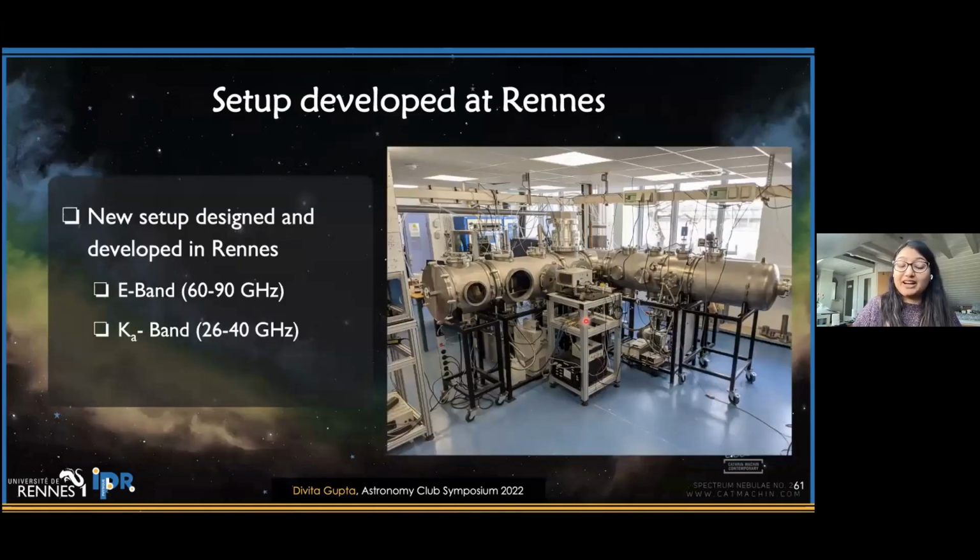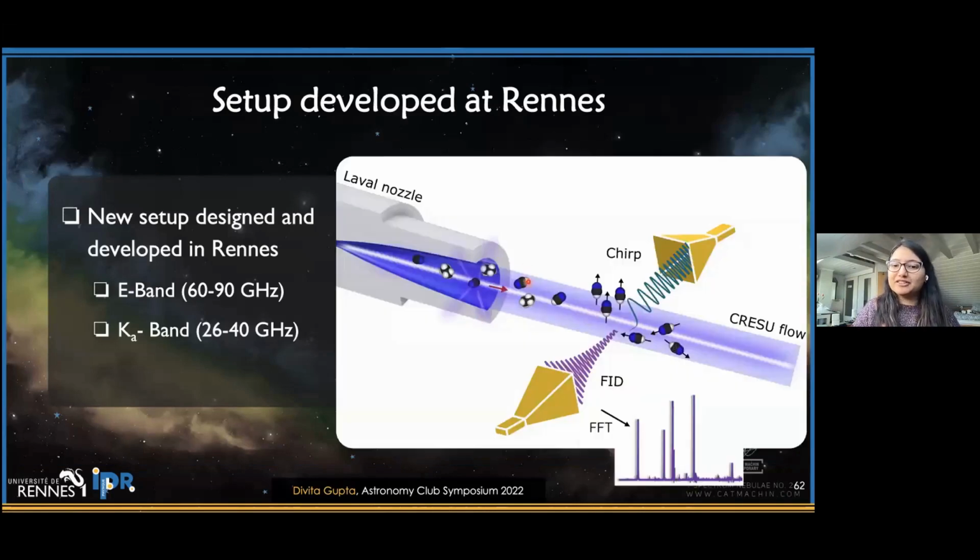So we have actually developed two spectrometers to be used now, one in the E band, which is 60 to 90 gigahertz, another in a Ka band, which is 26 to 40 gigahertz. So what you now have is a similar Laval nozzle, you have the flow, you have an excimer laser, which forms your radical. But what you now do is not measure your CN radical concentration. Instead, you measure your products because you're sending out a chirp using a transmitter horn. And then in the receiver horn, you measure the FIDs and then, like I said, Fourier transform to measure the spectra.